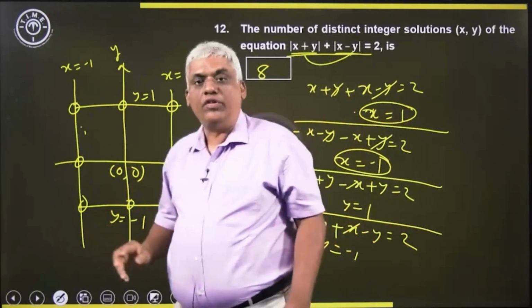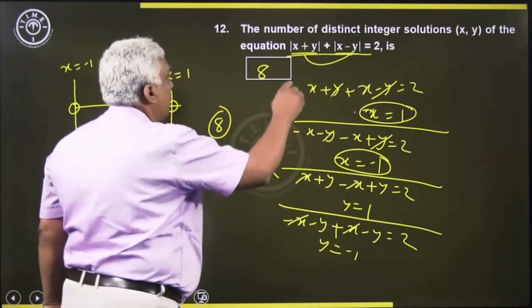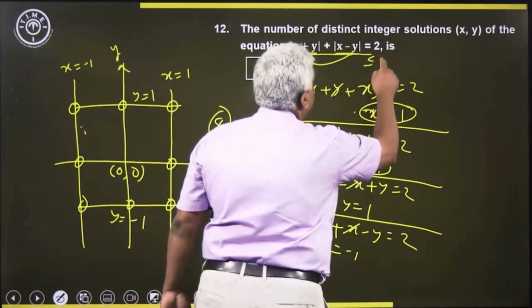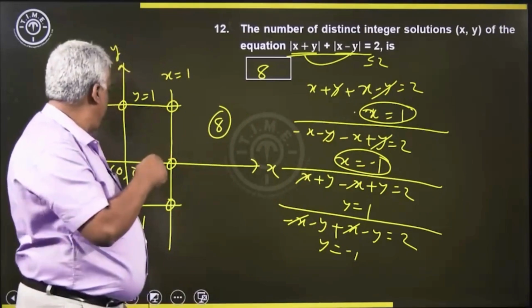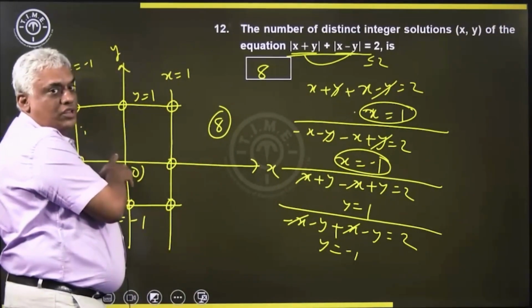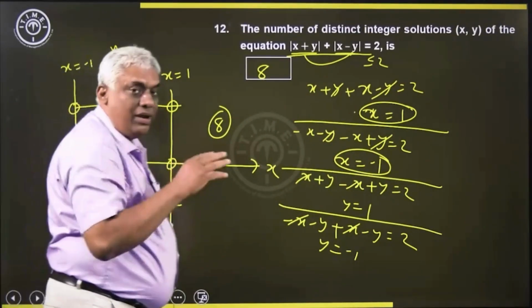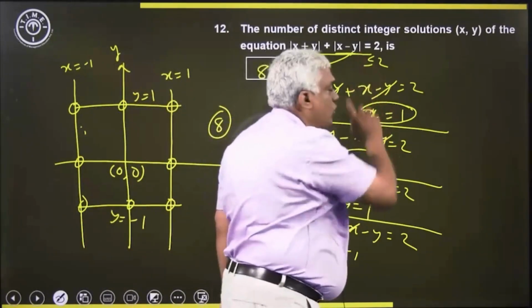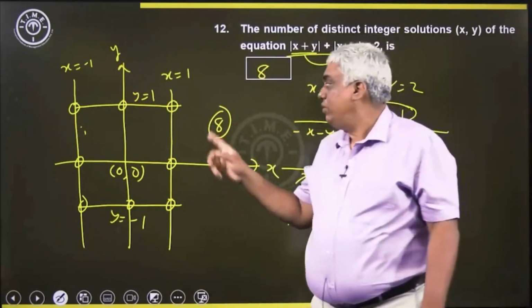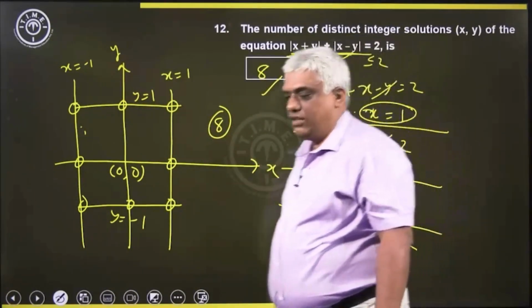You have to be careful, right? If they say that instead of equal to 2, it is less than or equal to 2, then you have to take (0, 0) also. Then it will be 9 points. But since it is equal to 2, we have to take only boundary points. So there will be 8 integral solutions, okay?